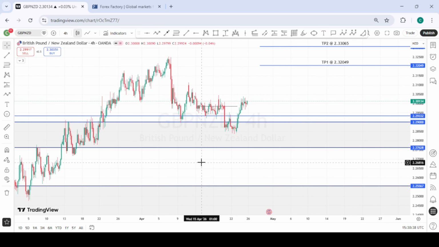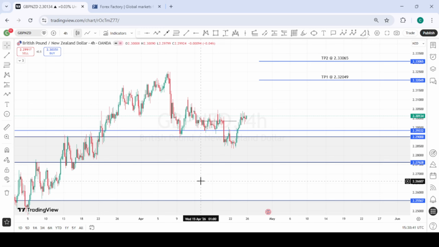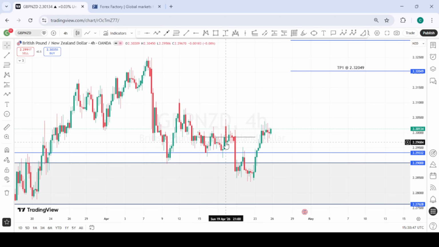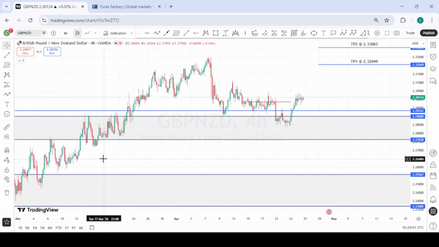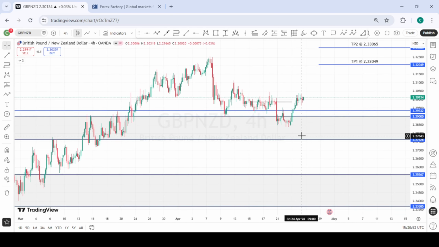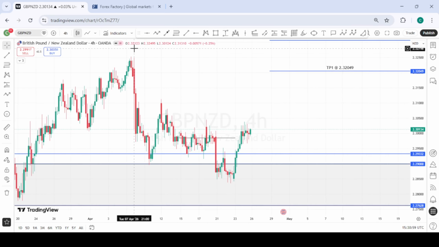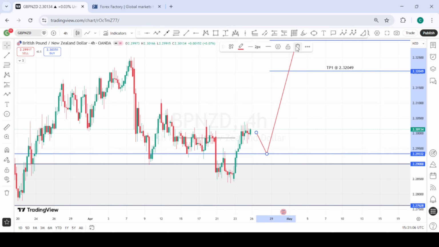This is GBPNZD, and we have been holding a position on this pair for I think 2 weeks now, and we'll talk about that in the recap. Currently, price is giving us a strong reaction from an area of interest over here, and we have this shift right here. It's a daily structure shift. Going into next week, we'll be looking forward to a possible pullback into this area of interest to look for buying opportunities from here to the upside.